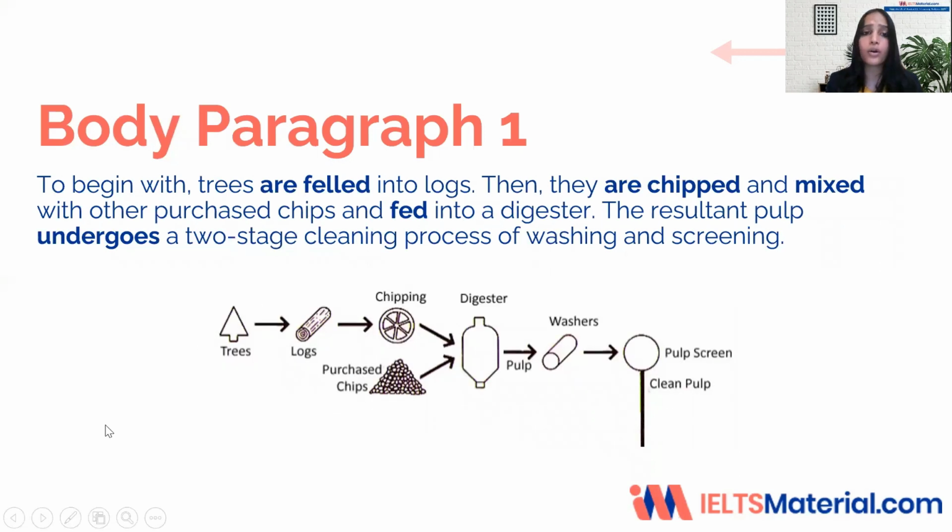Now, did you notice the verbs here? Are felled, are chipped, mixed, fed, undergoes. How do we determine what kind of tense or verbs we should use? For this, we need to understand the grammatical structure.